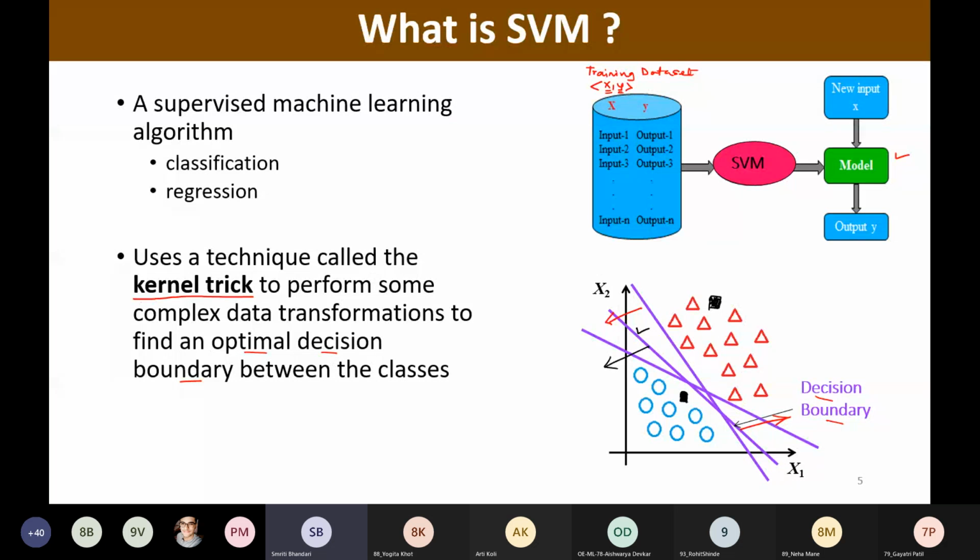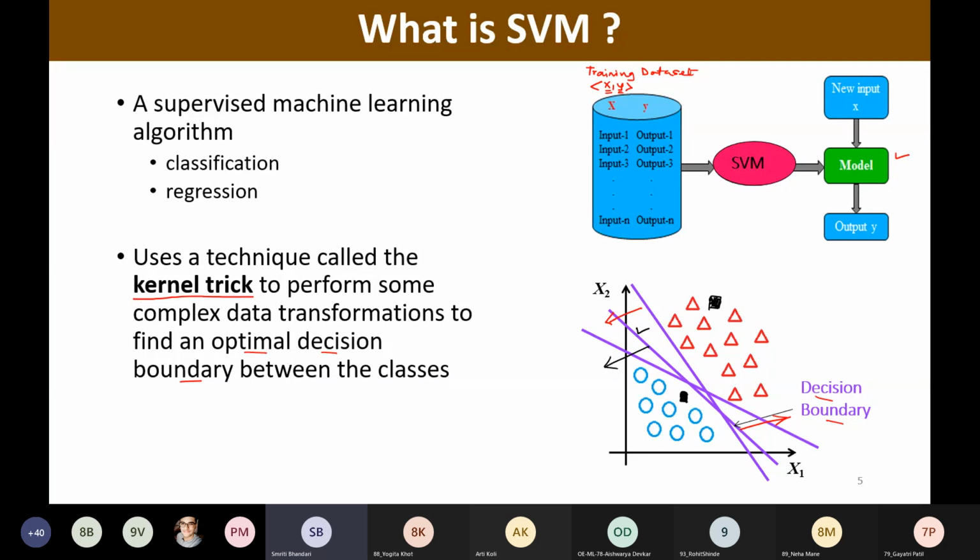And after performing these data transformations, our SVM will help us to find the optimal decision boundary that will classify my samples, right? So in this unit, we are going to discuss the details of support vector machines, the concept, how support vector machines can be used for linear as well as non-linear data classification, how support vector machine can be used for multi-class classification, and the mathematics behind, right?